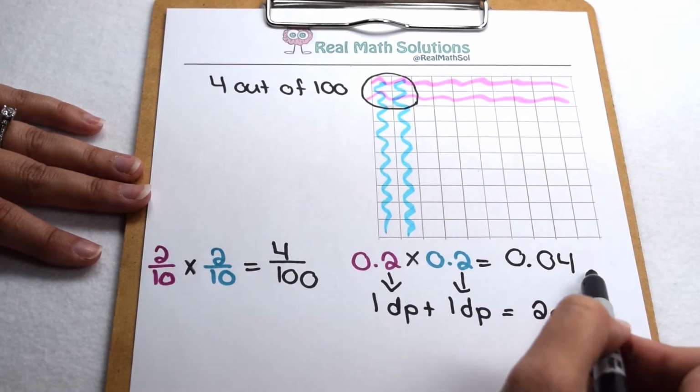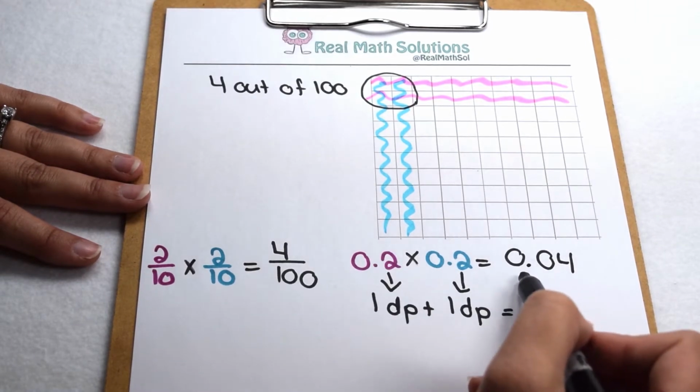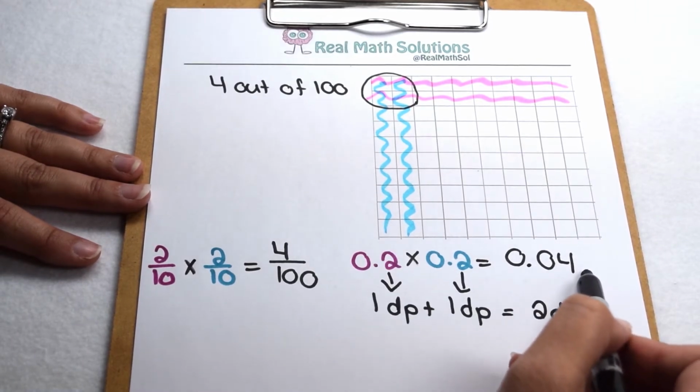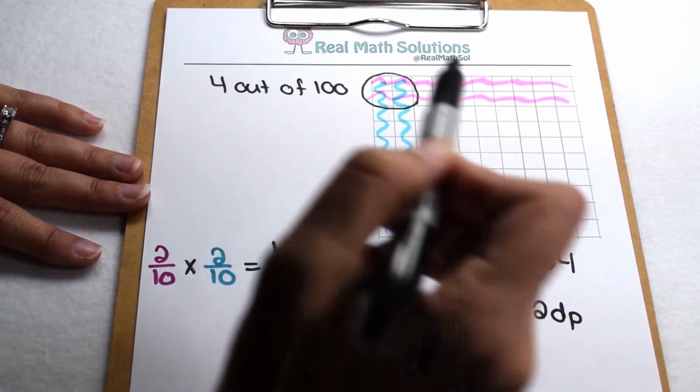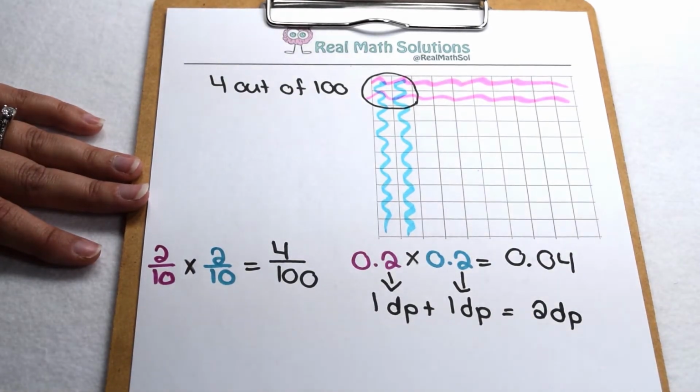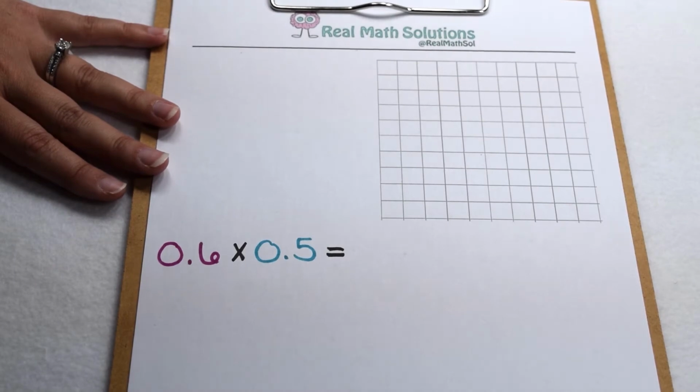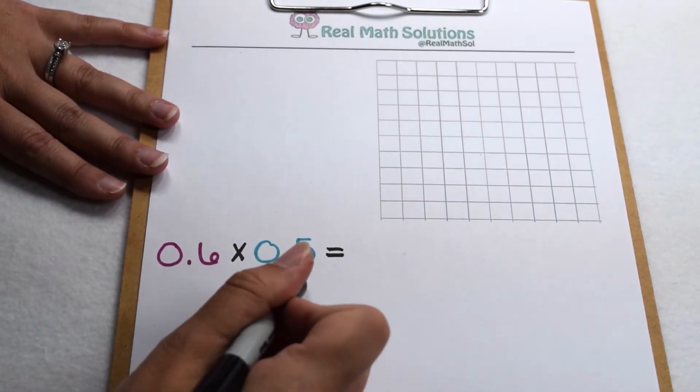To place it, I would start here on the right and move that number of places to the left. So I would start my decimal here on the right and move 2 places to the left to give me 4 hundredths. Let's try one more using just decimals. Here we're going to start with 6 tenths times 5 tenths.